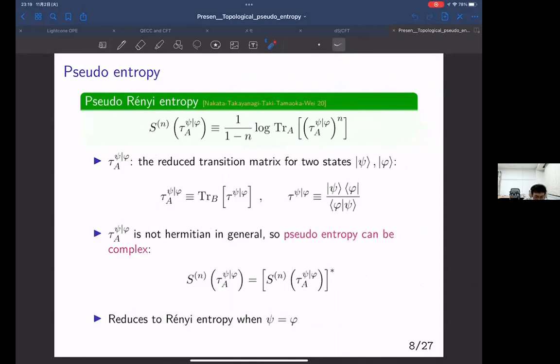Okay, now let's play the same game for the pseudo-entropy. Once you understand the previous part, it's very easy to generalize to pseudo-entropy. So we start with the pseudo-Renyi entropy. The pseudo-Renyi entropy is defined as follows. Here, instead of having rho A, we use the so-called transition matrix. This is the reduced transition matrix for two states. Basically, pseudo-entropy depends on two states which have non-zero overlap. So tau A with psi and phi is just a partial trace of tau psi phi. And tau psi phi is a transition matrix defined in this way.